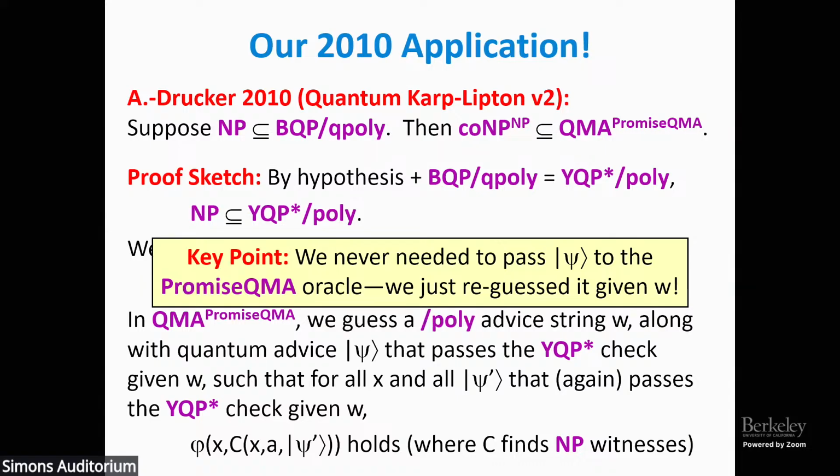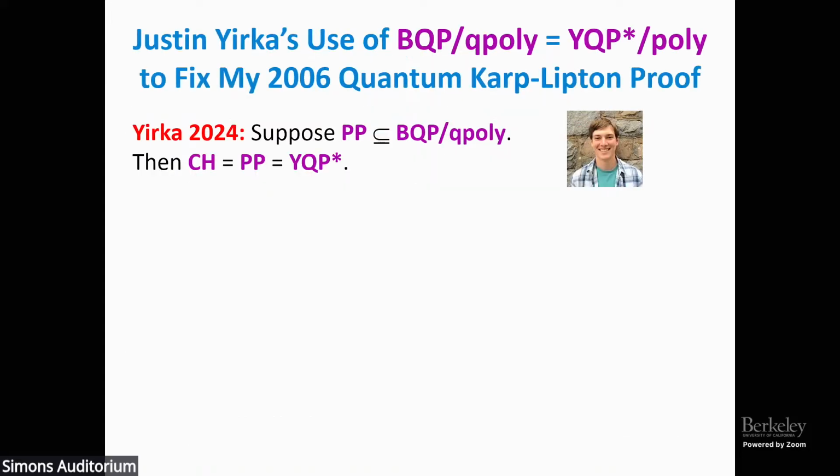Okay, why didn't we? Well, because we replaced the quantum advice by classical advice, right? By this YQP/poly. Now there's just a classical string W, and you can pass that to the oracle, and then the oracle can reconstruct, because it's a PromiseQMA oracle, it can reconstruct the quantum state for itself. That's the key. Okay, so now what did Justin Yirka realize?